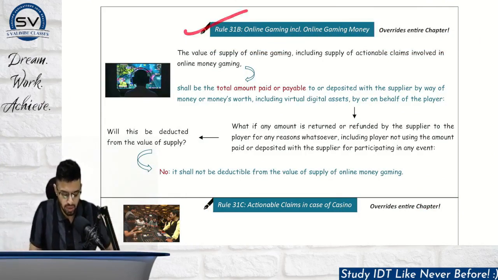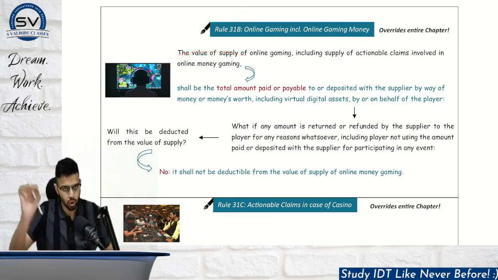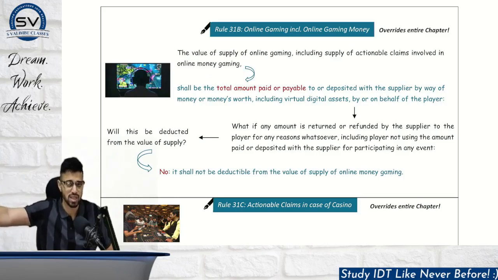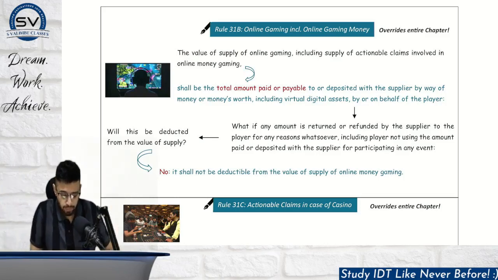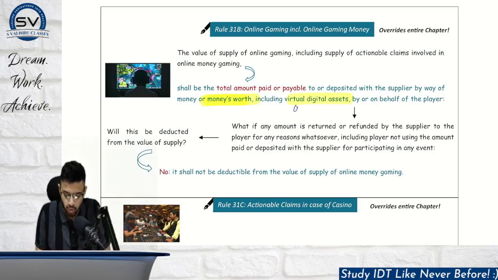So let's understand first 31B. Value of supply of online gaming, including the actionable claims in online money gaming. So online money gaming, whatever you pay in various games like PUBG and all. Whatever amount is being paid, the value of supply shall be the total amount paid or payable or deposited with the supplier by way of money or money's worth. Mark this point, money's worth. So if let's say I am paying 100 rupees or let's say I am paying crypto worth rupees 100, that will be the value of supply, right? Including virtual digital assets, for example, cryptocurrency, by or on behalf of the player. I am the player, that is the supplier. Whatever amount I am paying, that is the value of supply. On that GST is to be applied.